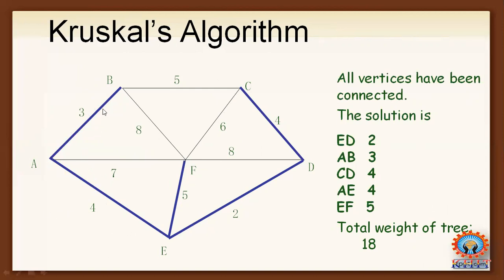So here in Kruskal's algorithm, how many vertices? A, B, C, D, E, F. 1, 2, 3, 4, 5, 6. 6 vertices are there, but the number of edges is 6 minus 1. So 5 edges are there. 1, 2, 3, 4, 5 edges are there. So the number of edges in Kruskal's algorithm is equal to the number of vertices minus 1.